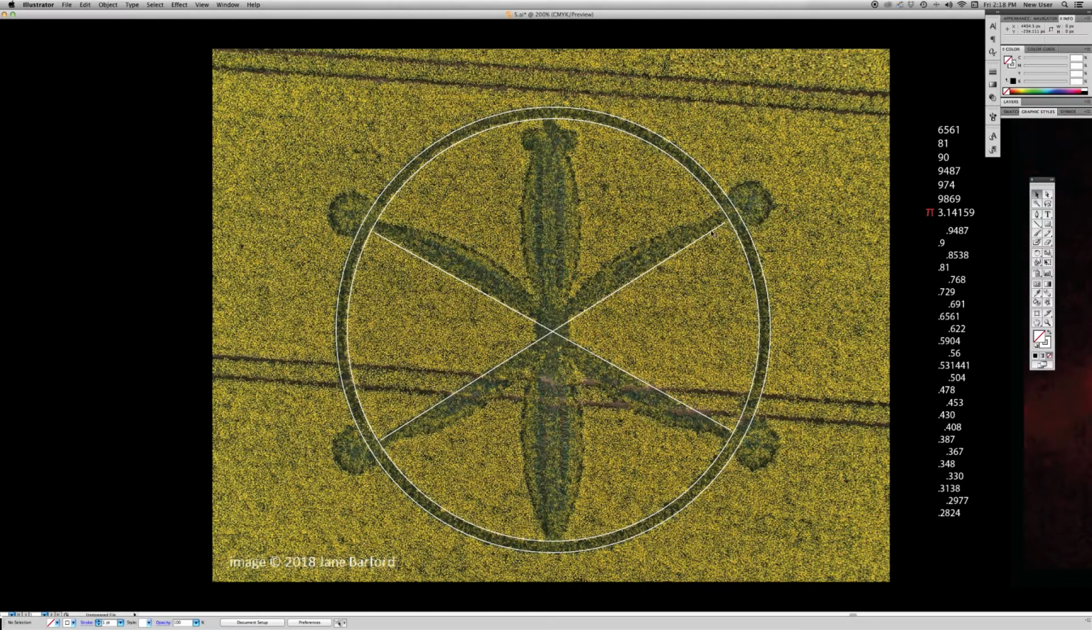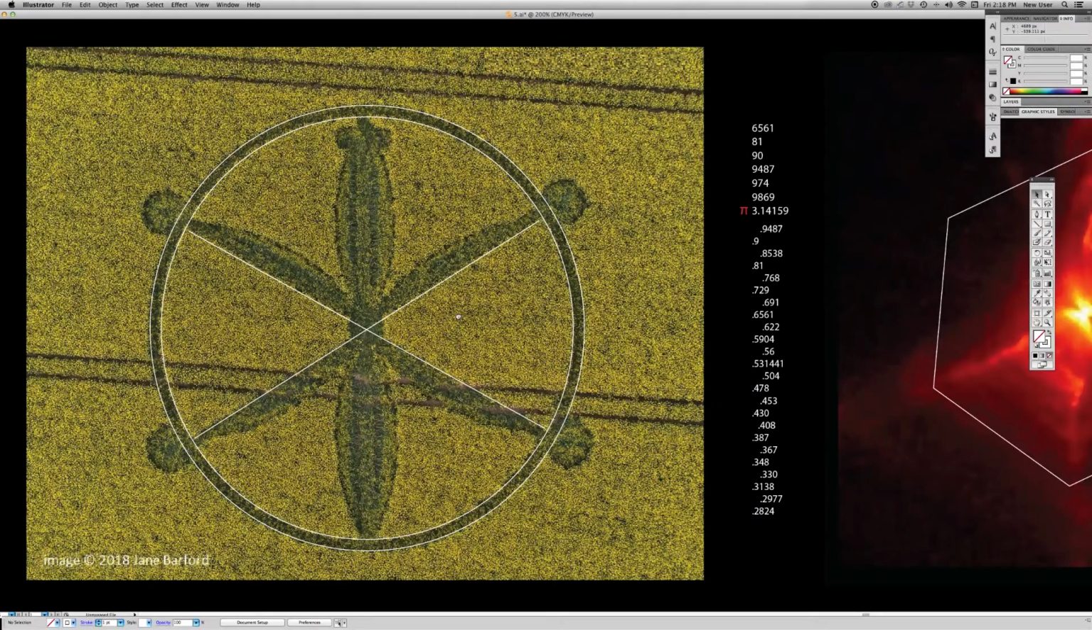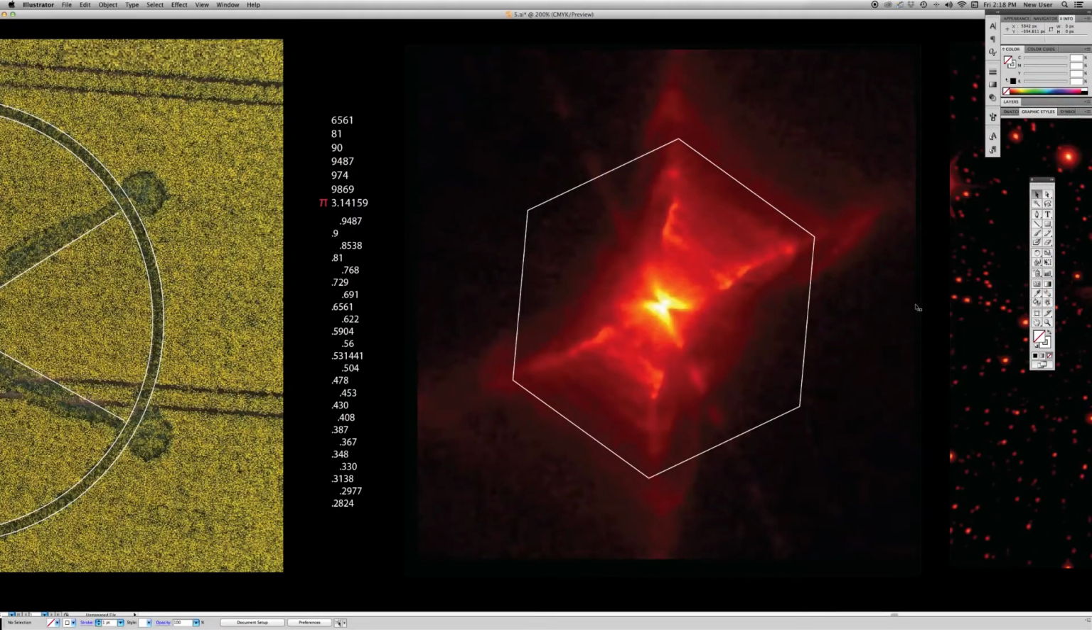Have a look at these curves that are kind of on the outside of the X, and they don't look like the water strider's legs. That reminded me of something, which was the Red Rectangle planetary nebula, and I have it here. I have a hexagon on it.